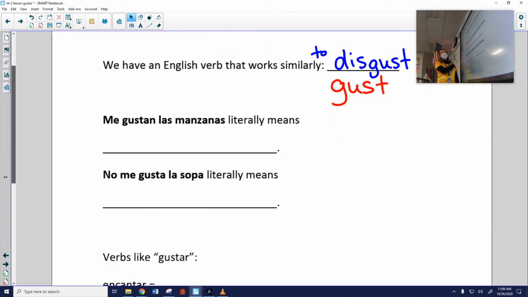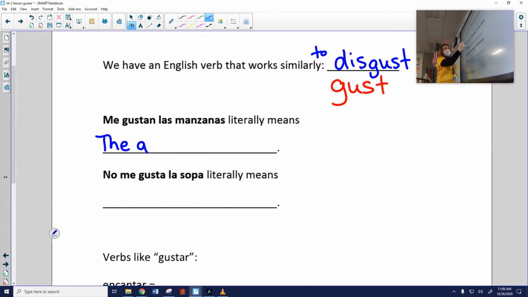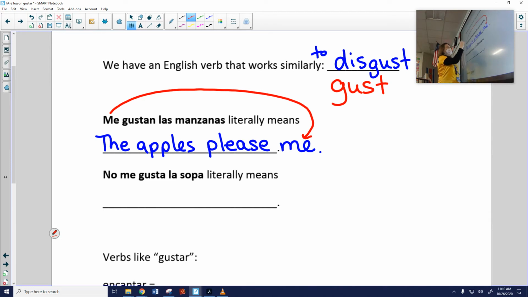I know. Me gustan las manzanas, like we mentioned earlier, manzanas means apples. So literally, it means the apples please me. Does your paper say apples? Manzana? Okay. The apples please me. So you kind of have to read it backwards. This me means me. Gustan means they please. Y las manzanas means the apples. The apples, they please me. We have to read it backwards.